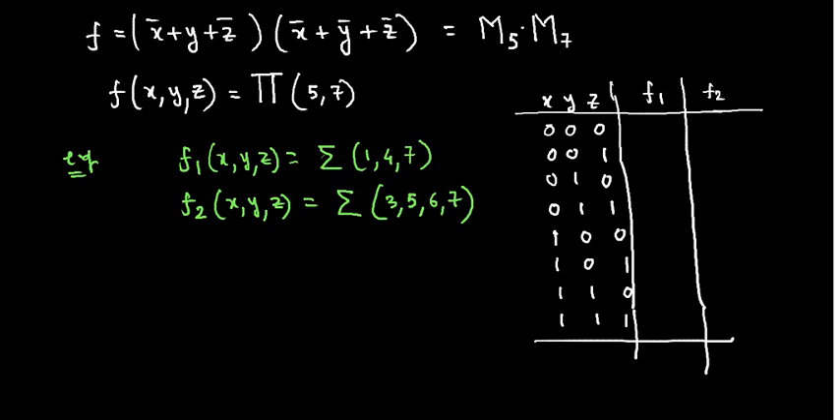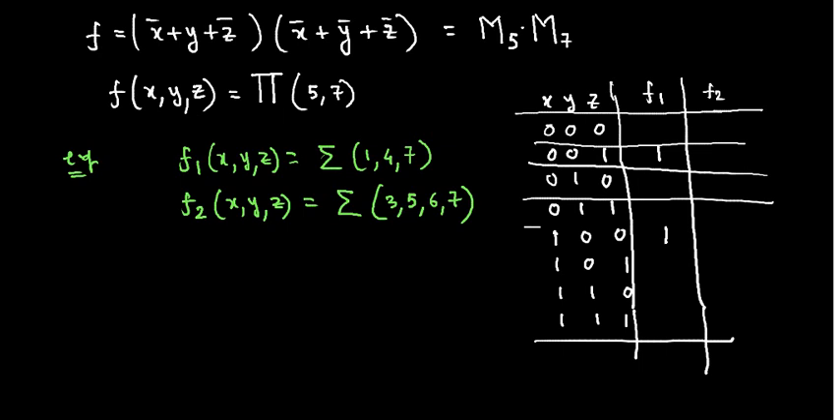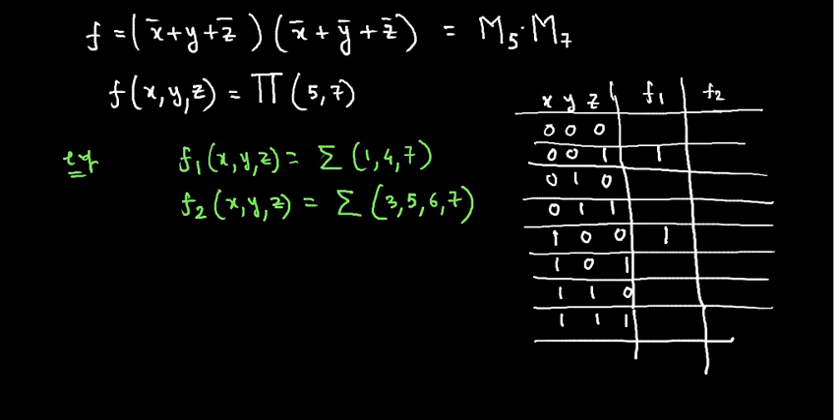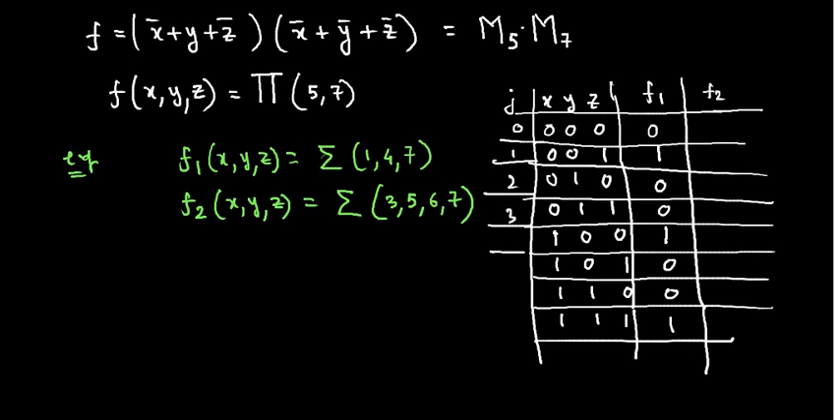Okay, so f1 is true for 1 with 1 here, then 4 here. Okay, I can mark this. Seven. Rest it is. What about the other one? 3. Let me write the J also. J. 0, 1. Yeah, this is 3, 5, 6, 7. Rest are all.